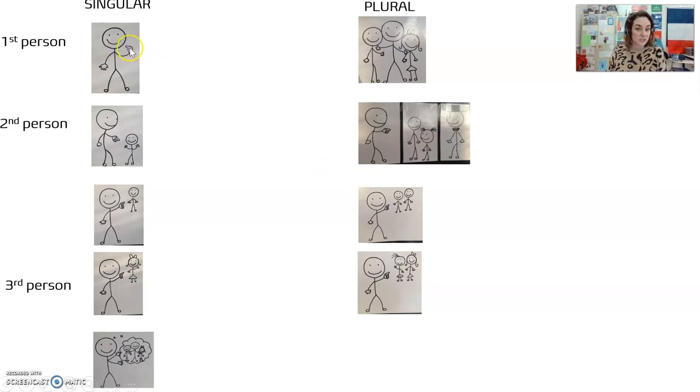So we have first person singular, first person plural, second person singular, etc. First person singular is I do this, and the subject in French is je. Je means I. Now in English, the letter I always has to be capitalized. In French, you only capitalize the J if it's the first letter of the sentence. If it's in the middle of the sentence, you don't need a capital J.